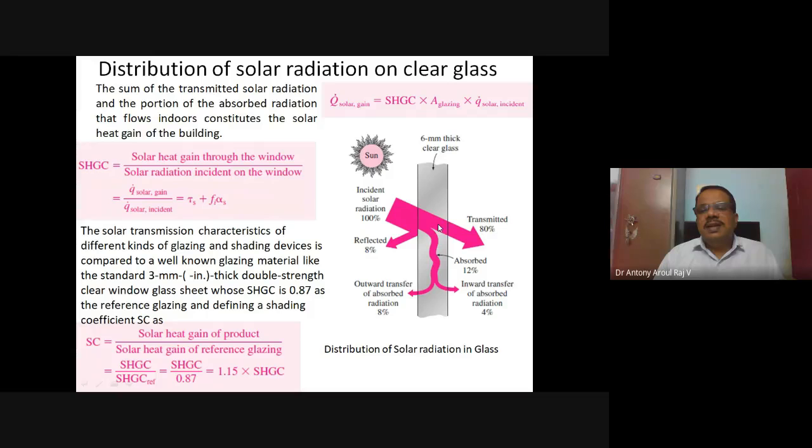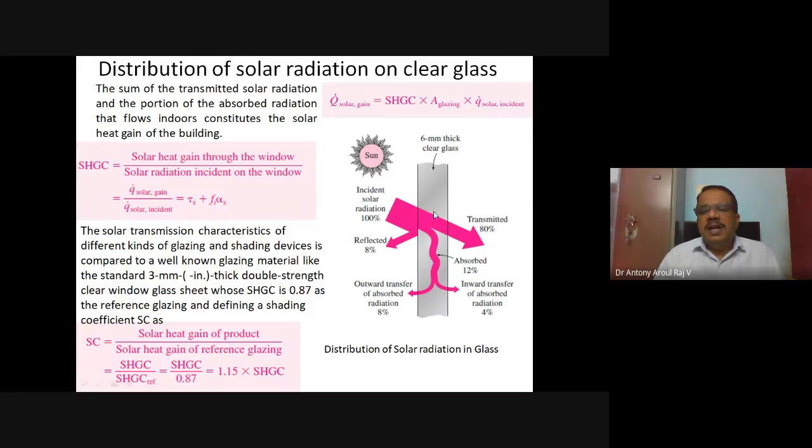Think about a case where the transmissivity is less. For example, if 30% transmissivity is there, what will happen? The balance will be reflected and absorbed. So the absorbed portion will be very much higher. That means a glass with a lesser transmissivity will have more absorptivity, which means more rise in temperature in the glass. So that we have to understand.